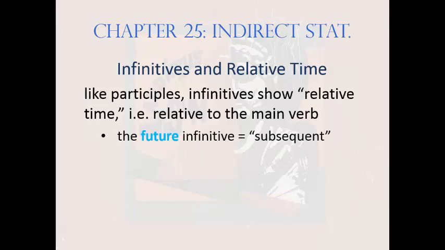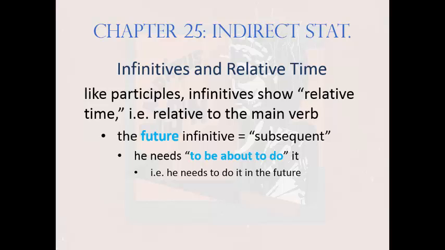Future infinitives, like future participles, show action subsequent to the main verb, and they come with their own set of issues. Translating Latin future infinitives literally produces clunky English sentences like, he needs to be about to do it. In other words, he needs now today to do it in the future, tomorrow. English avoids saying this way because our future active infinitive is so disagreeably periphrastic. But I think you see the point about relative time. The infinitive is happening in the future relative to the main verb.